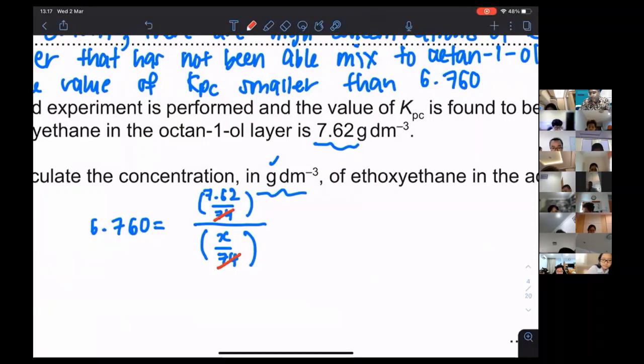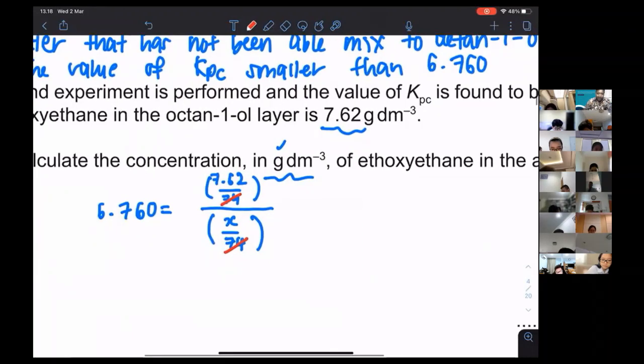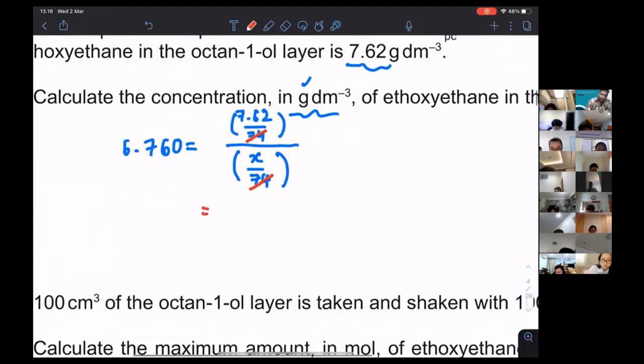It will cancel. So not all the time we can use this. For this question, yes, you can just straight away use gram per dm cube, which is going to be 7.62, divided by X, which is 6.760. You can find what X is, and it will give you the answer in gram per dm cube.